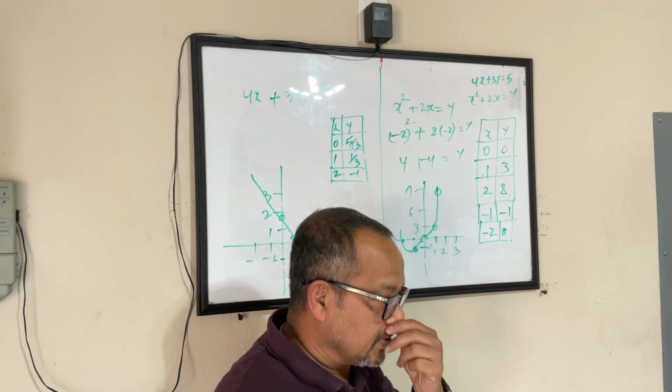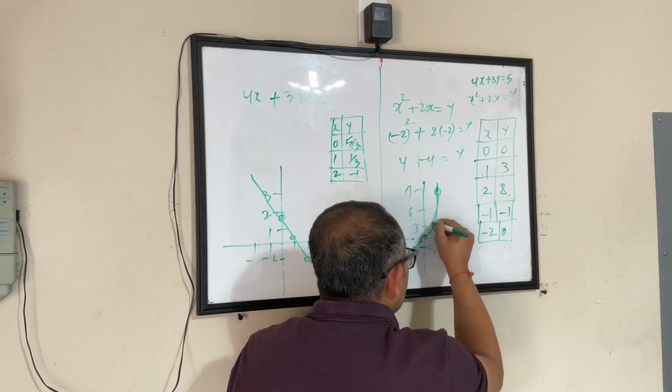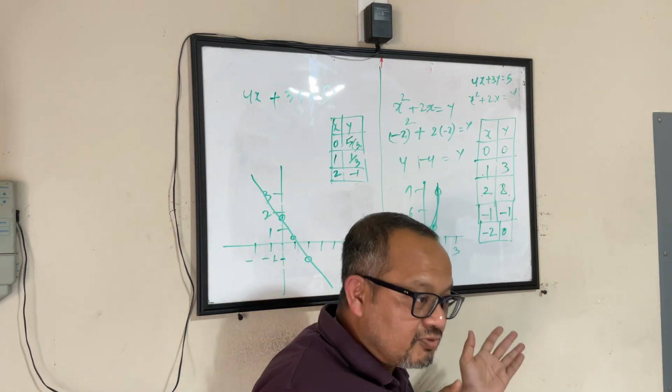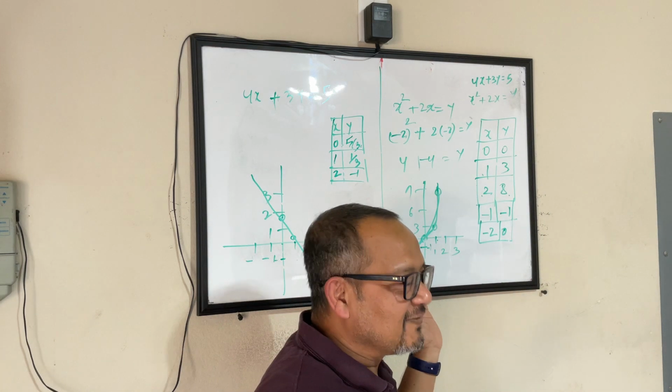Do you guys agree or you don't? It looks like a U. I mean, U as in not that U when you don't like something. The alphabet U. This is alphabet U.